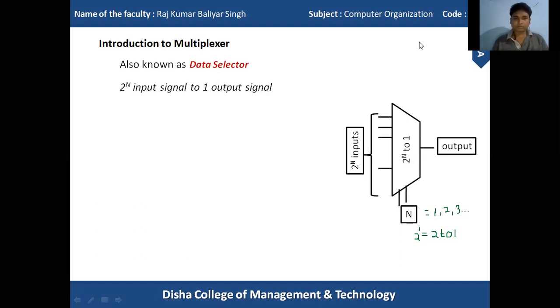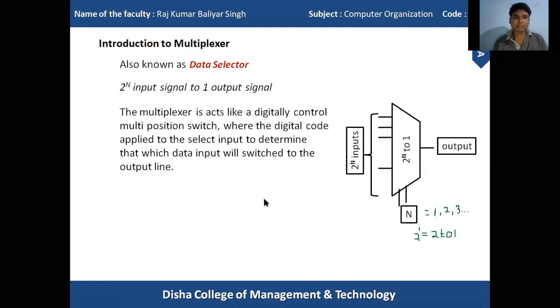The multiplexer acts like a digitally controlled multi-position switch, where the digital code applied to the select input determines which input line is switched to the output line. As I said, this select line plays a very important role in converting the 2 to the n input lines to a single output line. That means this line decides which input line is available at the output side.